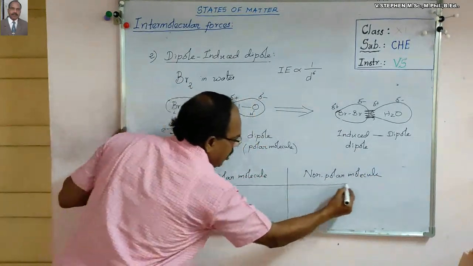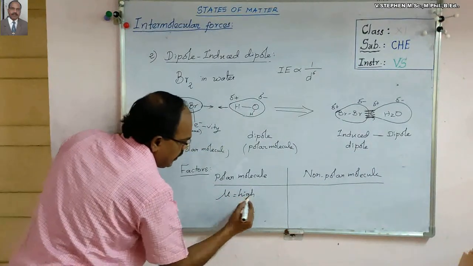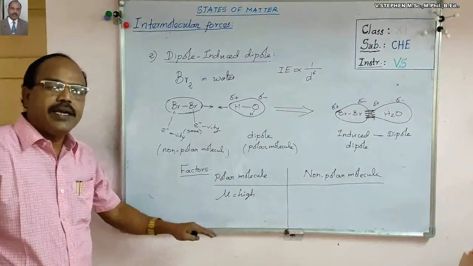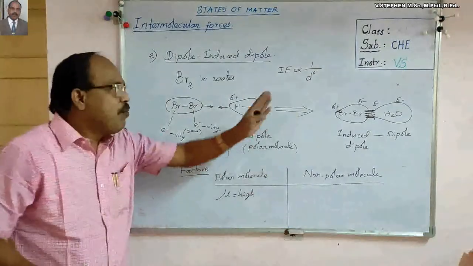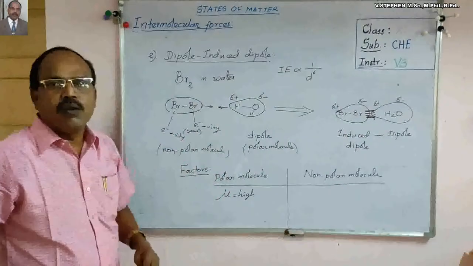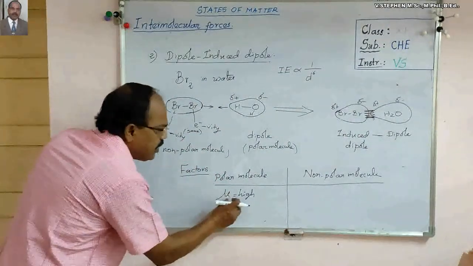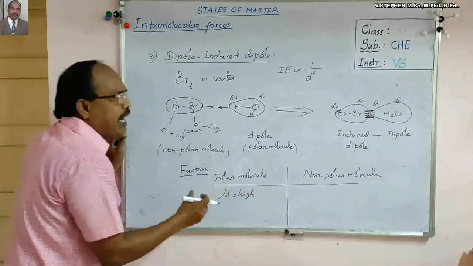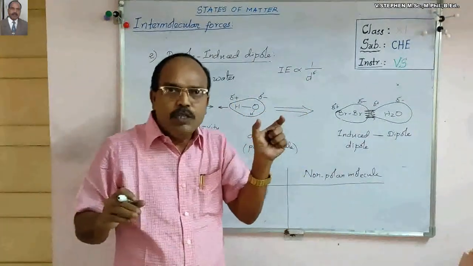In polar molecule, that dipole moment should be high. This dipole moment, that's why I told you, you should have a previous knowledge about the polarity, polarization, dipole. Dipole moment is actually measure of polarization. More is the dipole moment, more is the polarity of the molecule. Okay, so the polar molecule should be more polar, dipole moment should be high. So that, see that one iron piece, again I am coming to the example.